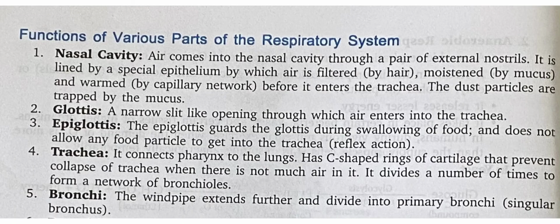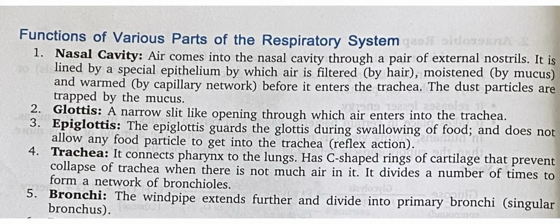Now students will see the functions of various parts of respiratory system. First of all, nasal cavity. Air comes into nasal cavity through pair of external nostrils, where it is filtered by the hairs and mucus before it reaches your trachea. Then by passing through larynx and pharynx, it reaches to glottis, which is a narrow slit-like opening through which air enters into the trachea. Next is epiglottis, which guards the glottis during the swallowing of the food, so that any food particle does not enter into the trachea.